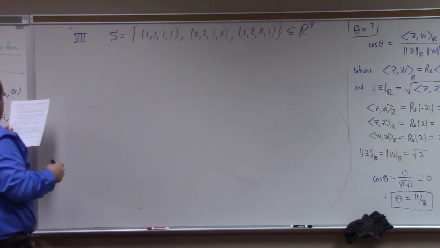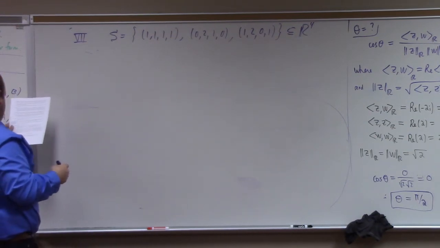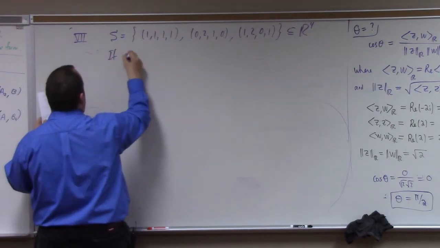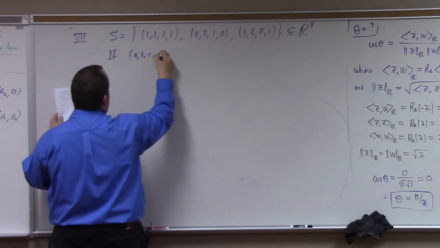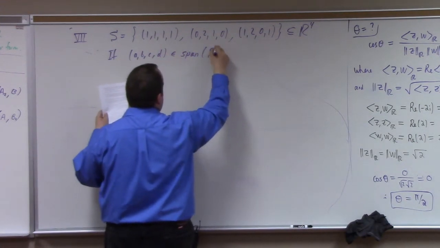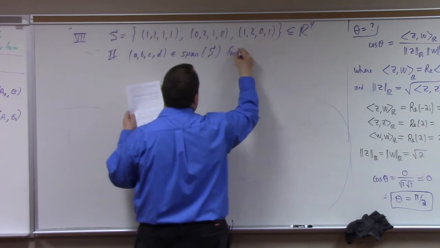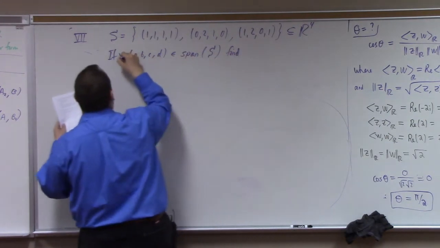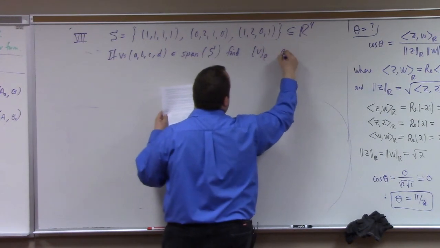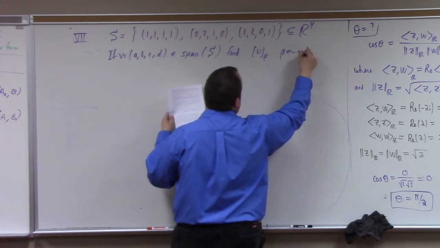I said find an orthonormal basis for span S. And if A, B, C, D is an element of span S, let me call this thing V, find the coordinate vector of V with respect to beta, for your beta being orthonormal.